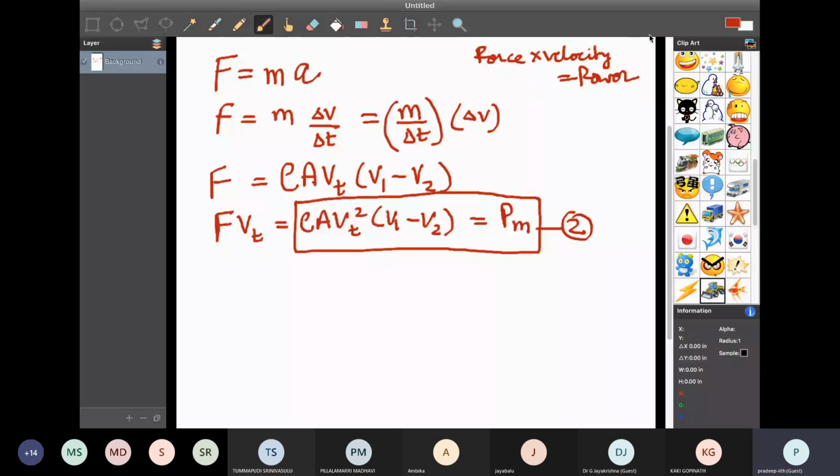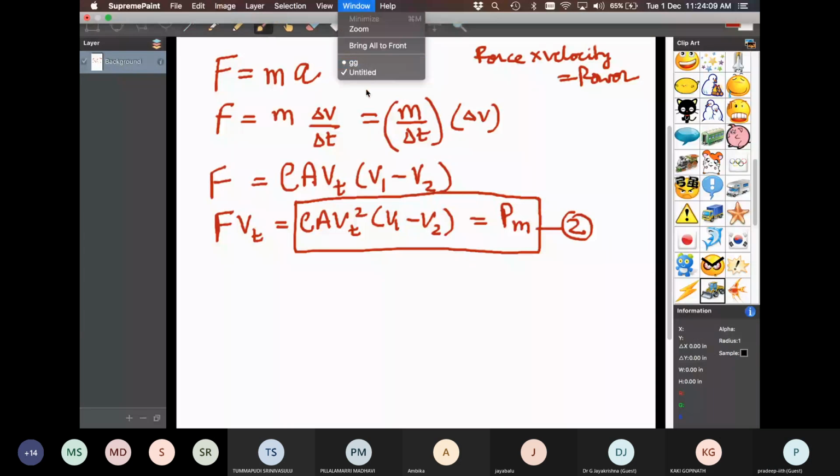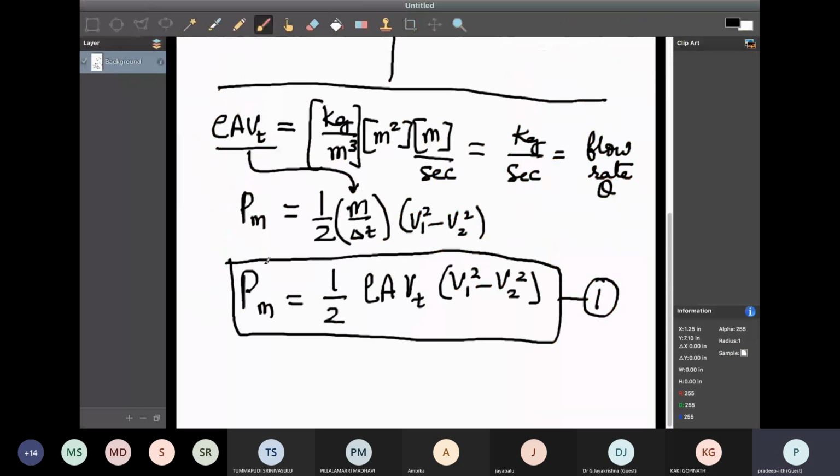Now if I take this as my equation number 2, and if I go back, equation number 1 is here. That is Pm is half rho A Vt into V1 square minus V2 square. This is equation 1.